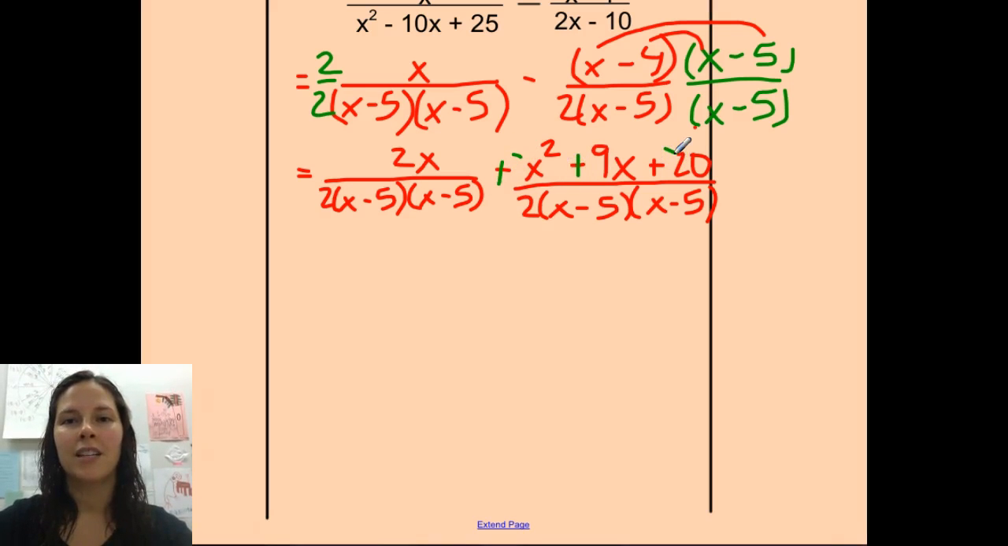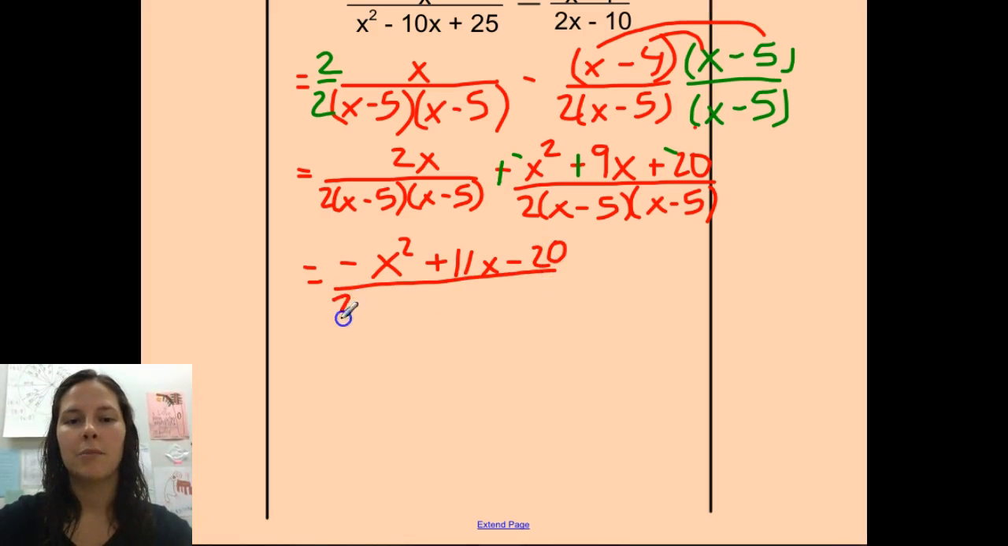And then we can add our like terms in the numerator. And remember, the common denominator stays the same when you add and subtract fractions, so we'll leave that piece alone. We've got a negative x squared. 2x plus 9x is 11x. And the minus 20. All over that common denominator of 2 times x minus 5 times x minus 5.